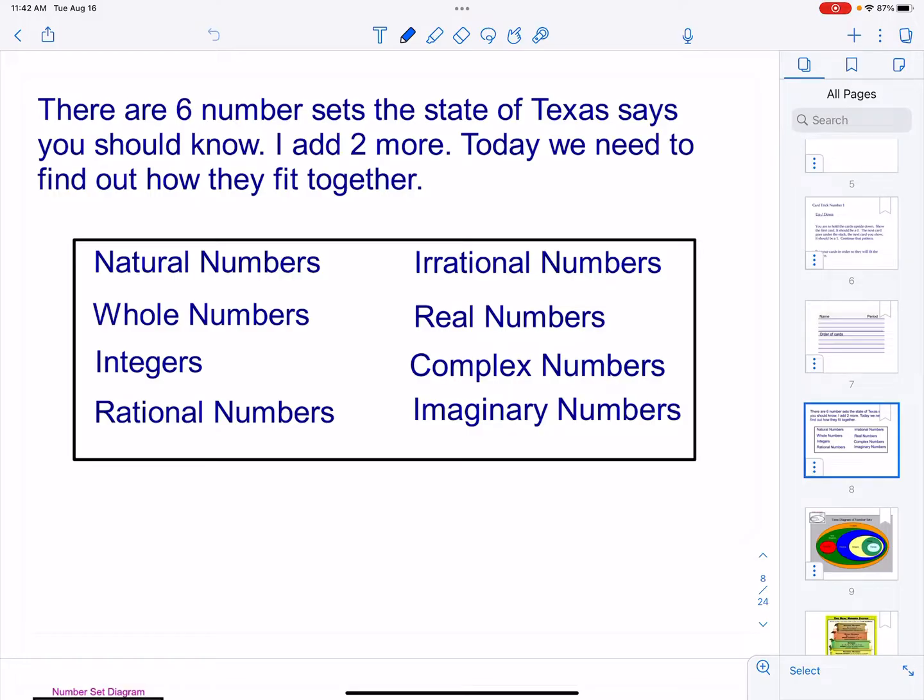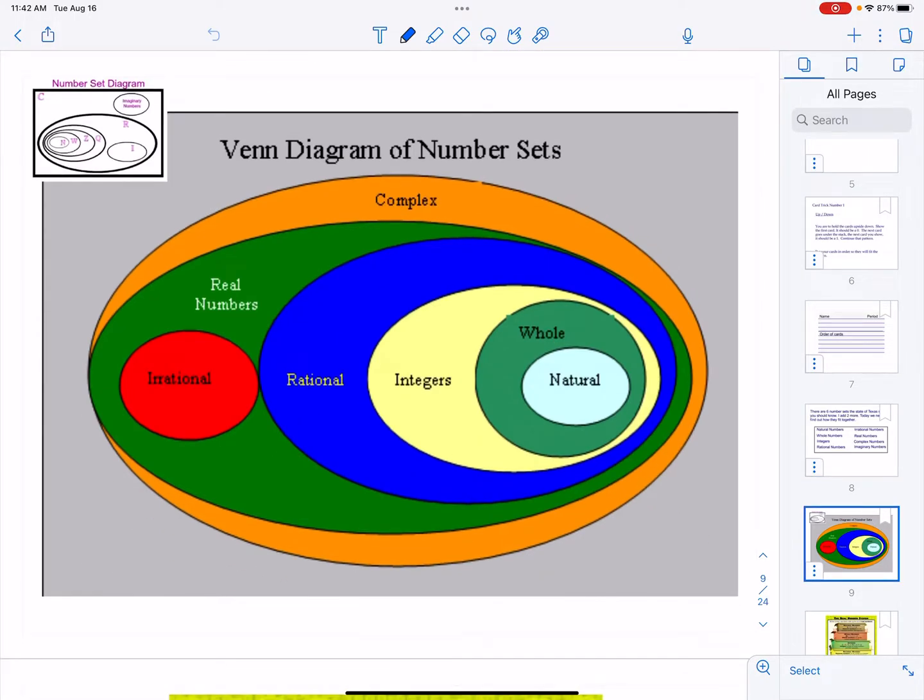Now, for good measure, I'm going to throw in 2 more sets, complex and imaginary numbers, just so that you're familiar with them. So here is the visual representation that they were talking about. And if you'll notice on this particular image, you've got natural numbers.